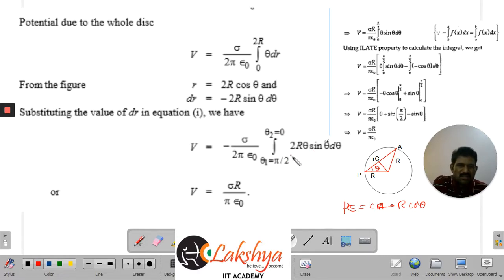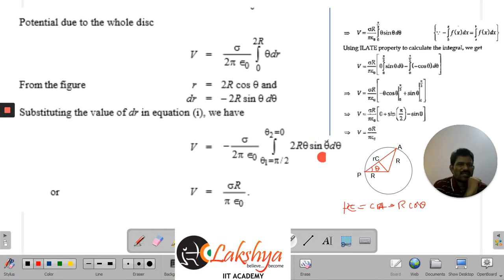Then for this integration, an integration formula is required. It is actually the integration product rule we need to apply here. I mentioned it here, but it is not required. Simply remember this: if you simplify, you will get the total integration value as 1. The negative sign is there, so minus 1. So finally you get the expression sigma r by pi epsilon naught.